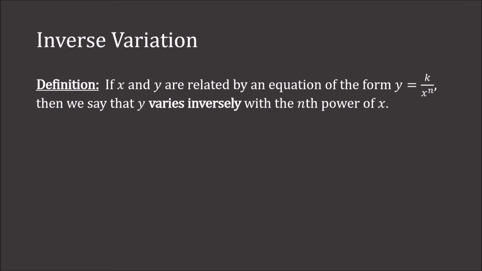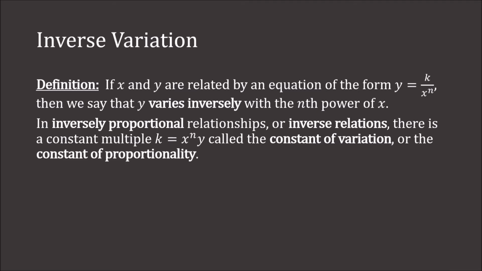If x and y are related by an equation of the form y equals k over x to the n, then we say that y varies inversely with the nth power of x. In inversely proportional relationships, or inverse relationships, there is a constant multiple k, which is x to the n times y. This is called, again, the constant of variation, or the constant of proportionality.